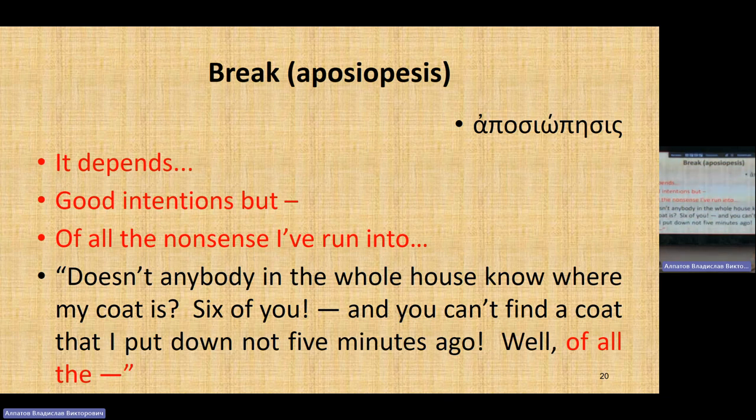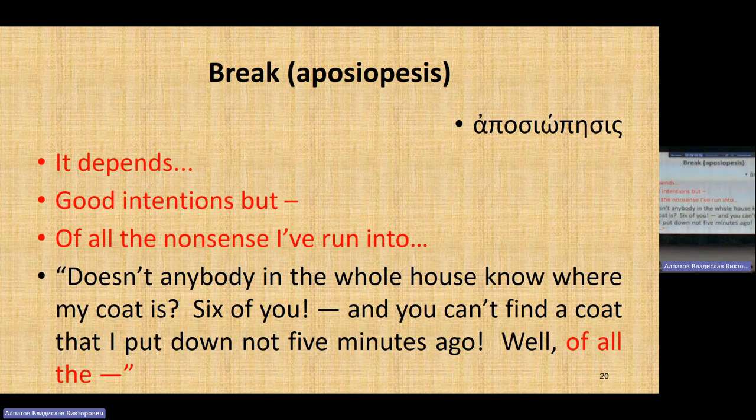They realize they are being interrupted, of course, right? They're being interrupted. And then finally, when they want the others to guess what they want to say, or when it is clear what they want to say. So there are some cases of trite aposiopesis, the ones that we're used to in our everyday speech. For example, the famous phrase, it depends. It is, in essence, a break, right? Because you have to finish. It depends on blah, blah, blah. But you just say, it depends.